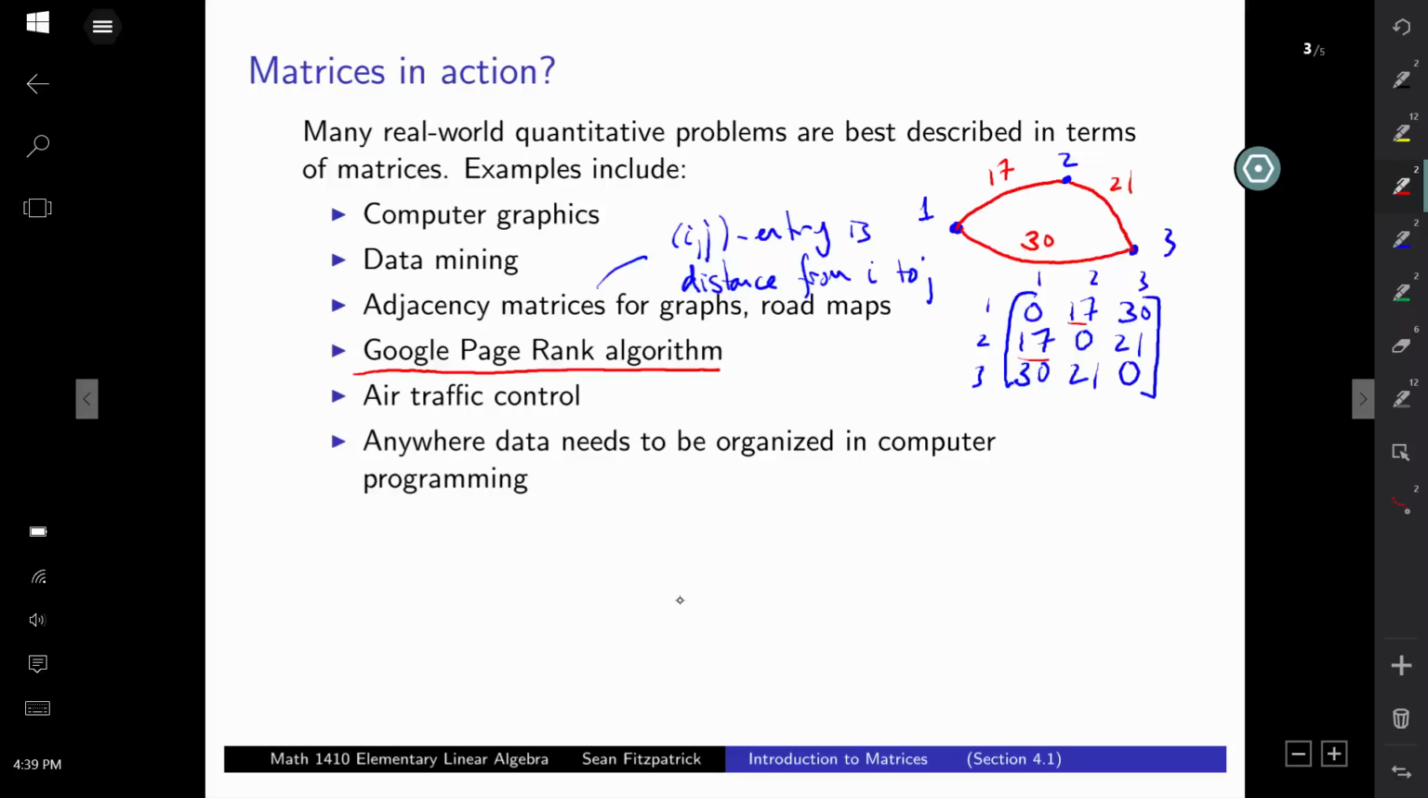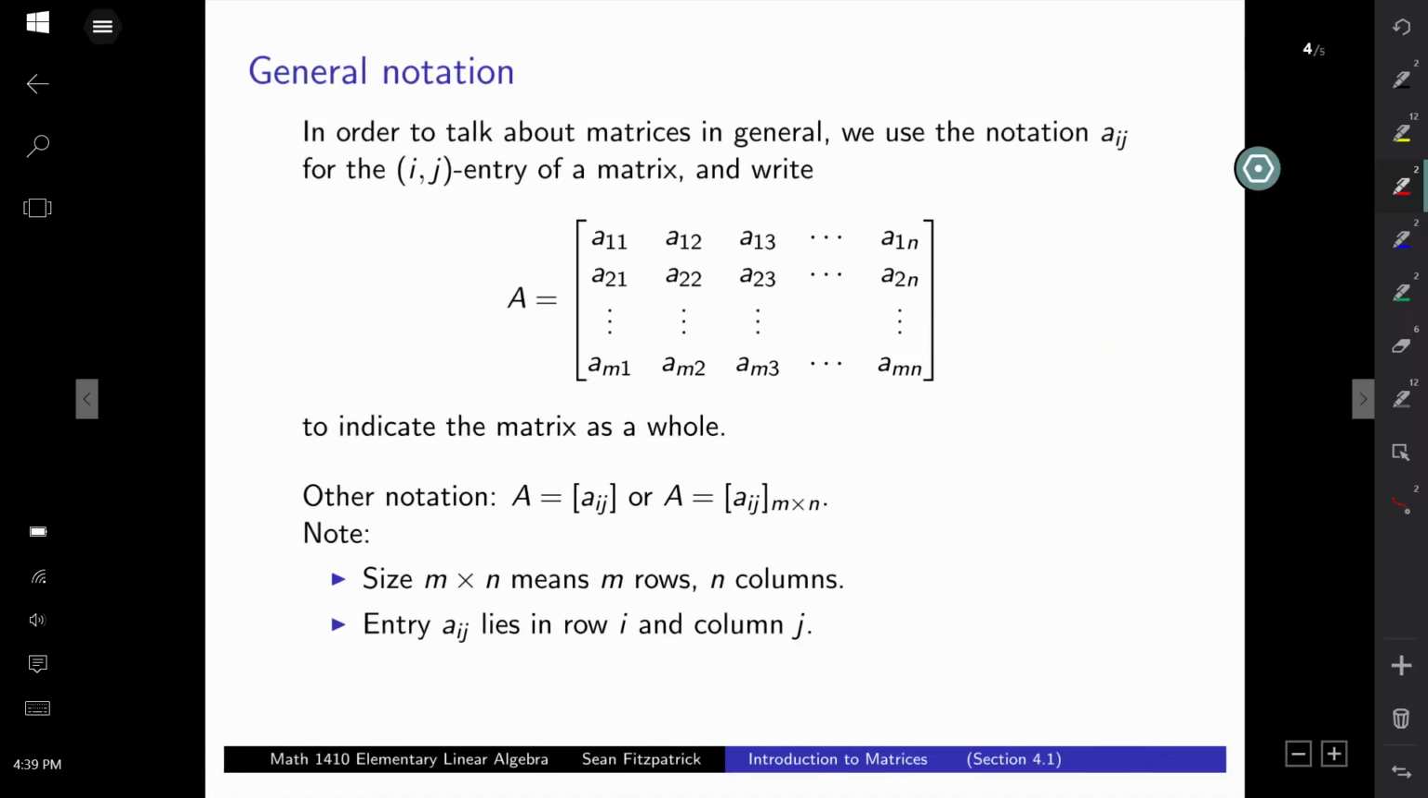These numbers are telling you about how different locations or different states are related, right? Distance between them, something like that. We can look at some other examples perhaps, but let's sort of introduce some general notation first. So as we mentioned, you can talk about the ij entry of a matrix.